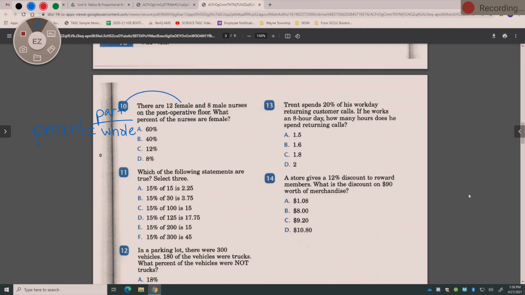We know that there are 12 female nurses on the post-op floor. My whole, though, is going to be my female nurses plus my male nurses. So that's going to be 20. And then just to find my percent, I divide. So 12 divided by 20 is 0.6. And to take my decimal back into a percent, I start at my decimal point and I go over 2 spaces and I add my percent sign. So that's 60%.